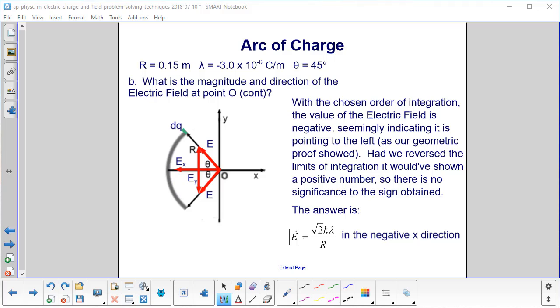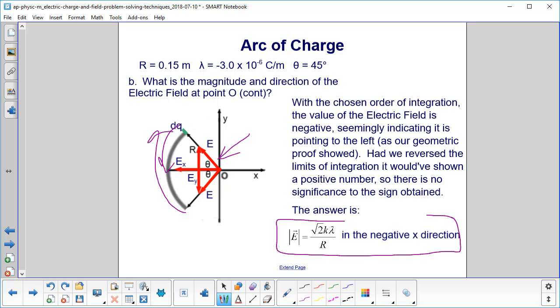With the chosen order of integration, I mean, we went this way. You could just as easily have gone the other way. The value of the electric field is negative, seemingly indicating it is pointing to the left, as our geometric proof showed. Had we reversed the limits of integration, it would have shown a positive number. So there's no real significance to the sign obtained. We find the direction by doing that bit of vector analysis, and then we found the magnitude by doing the integration. So our answer is the magnitude is the square root of 2k lambda over r, and it's in the negative x direction.